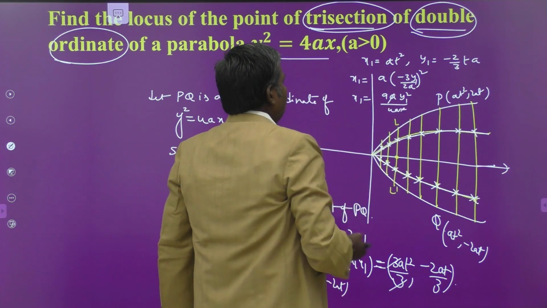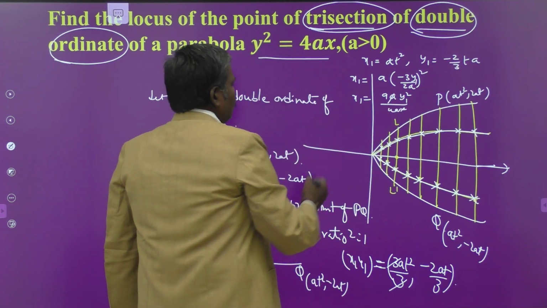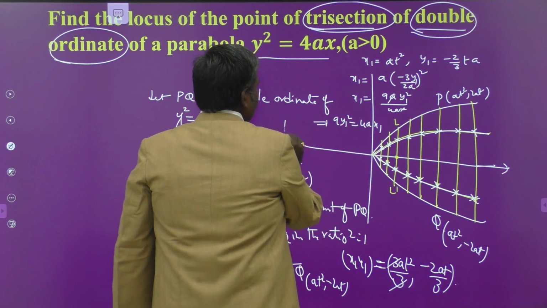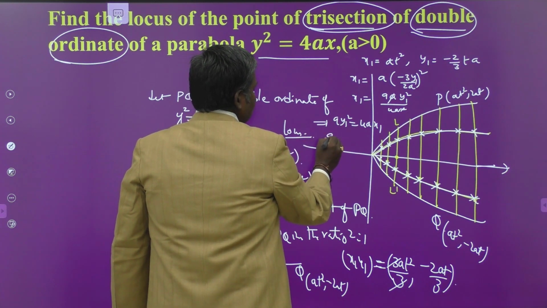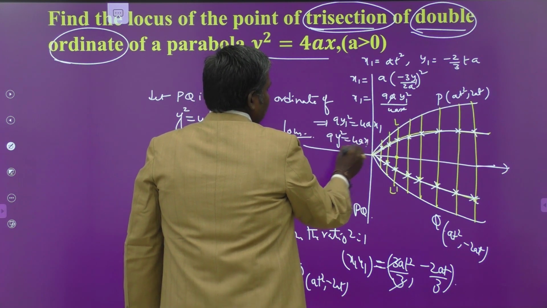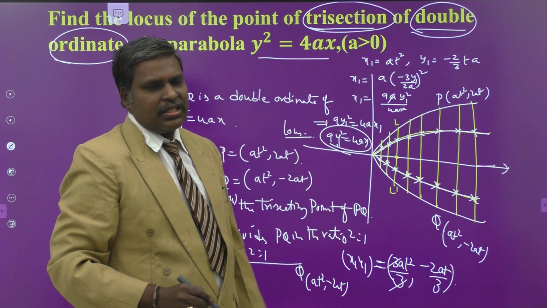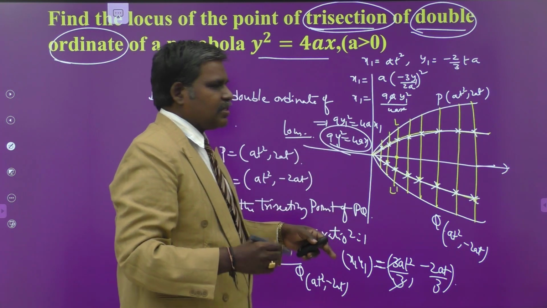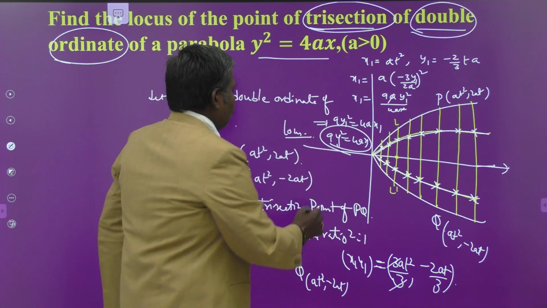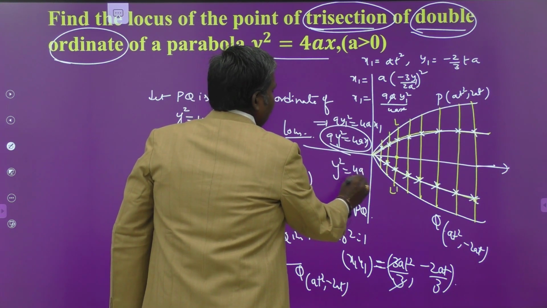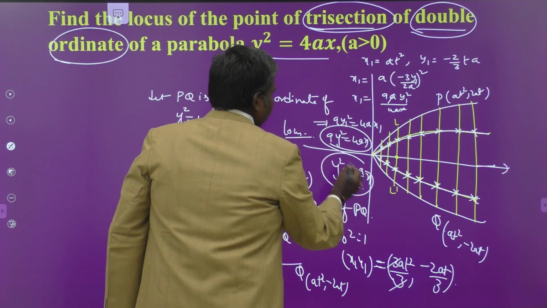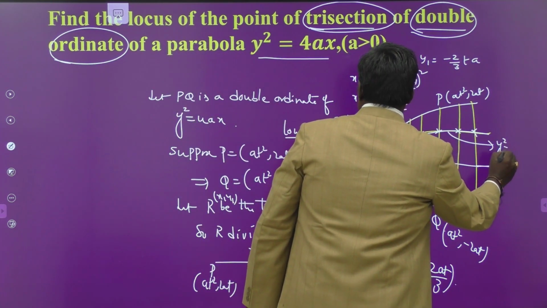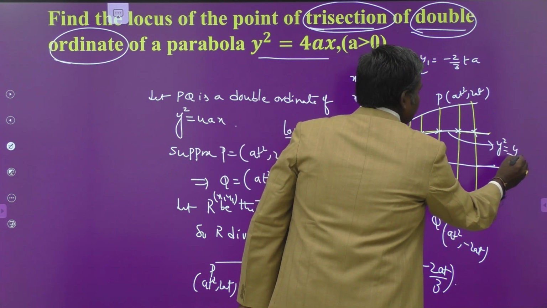A gets cancelled. Therefore 9y1 square is equal to 4a x1. So the locus of x1, y1 is what, my dears? 9y square is equal to 4ax. This is the locus. 9y square equal to 4ax represents another parabola whose length of latus rectum is 9 times decreased, because your locus is y square is equal to 4a by 9 x here. So this is the locus. It represents another parabola, y square is equal to 4 by 9 ax.